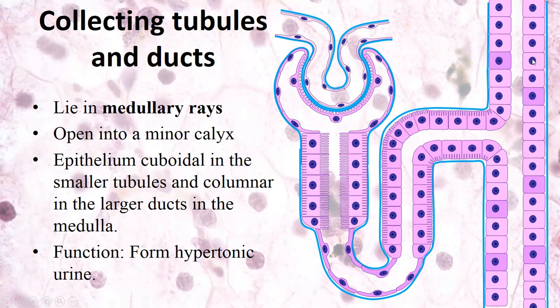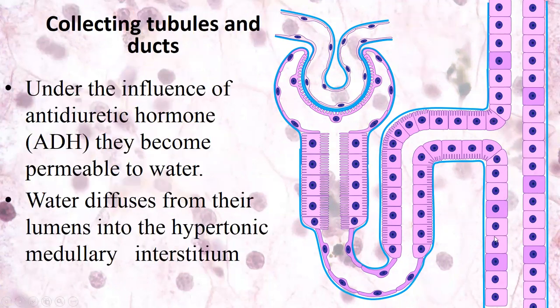And they have two types of cells. There are light and dark cells. Light cells provide transport of water, and they are controlled by antidiuretic hormone or vasopressin, which increases permeability of the cells to water. And water absorption is activated in the light cells of the collecting ducts. And water diffuses from their lumens into the hypertonic medullary interstitium. And later we'll talk about what is hypertonic or hypotonic.